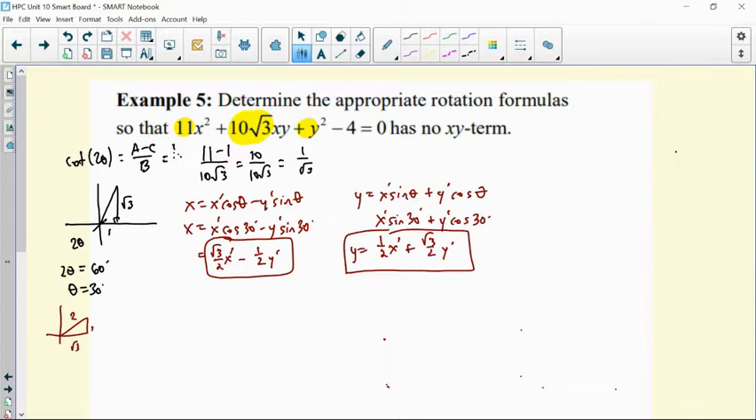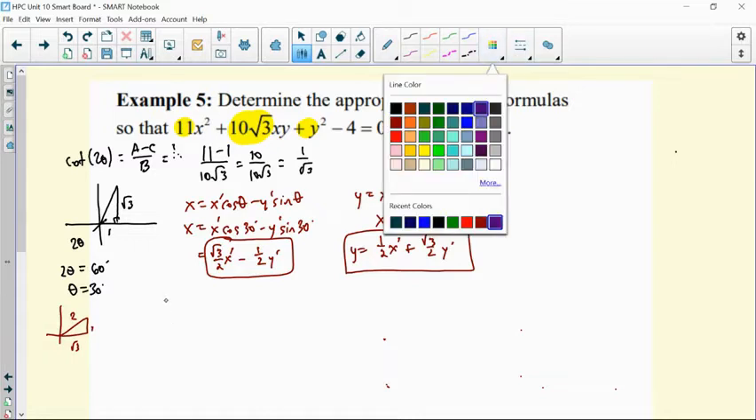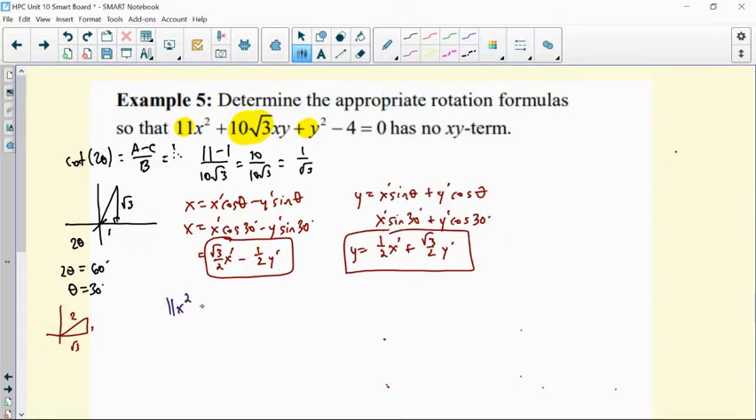Okay. So now we take our equation, 11x squared plus 10 root 3 x times y plus y squared minus 4 equals 0. And we're going to transform that. So, I said this in class, and just to remind you, be neat, right? Write small and try to stay as organized as possible. So I'm going to erase this here, so I have a little bit more space.